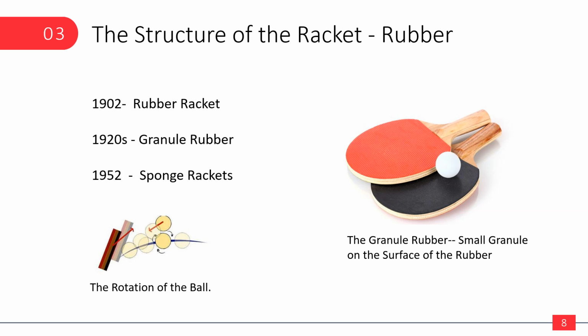We can see that there are some small granules on the surface of the rubber. The left diagram shows the rotation of the ball on the sponge racket.